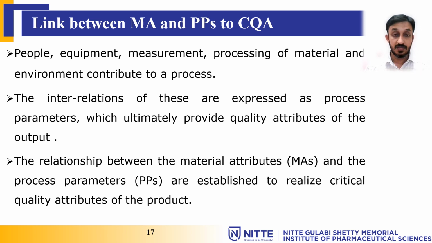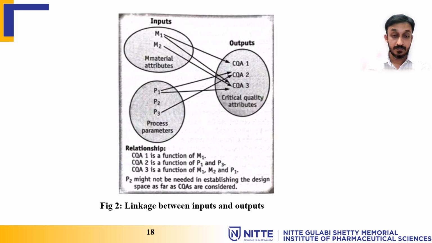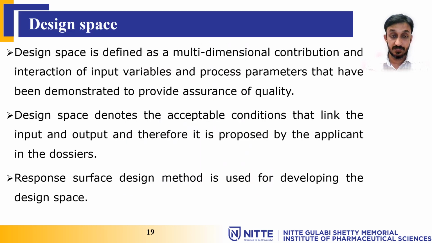The interrelation of these are expressed as process parameters, which ultimately provide quality attributes of the output product. The relationship between the material attributes and the process parameters are established to realize the quality attributes of the product. This is an image showing the link between each of these input-output parameters and process parameters.